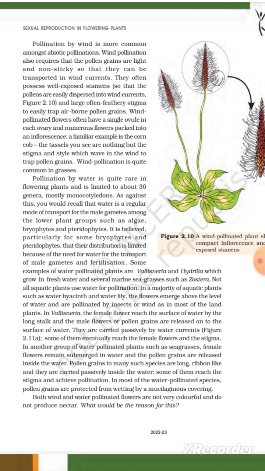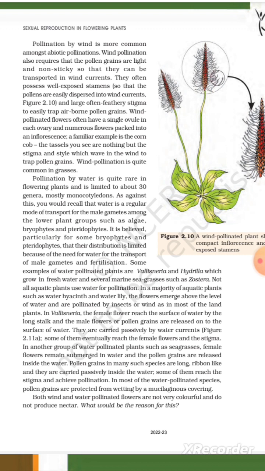In another group of water-pollinated plants such as sea grasses, female flowers remain submerged in water and the pollen grains are released inside the water. Pollen grains in many such species are long and ribbon-like and they are carried passively inside the water. Some of them reach the stigma and achieve pollination.